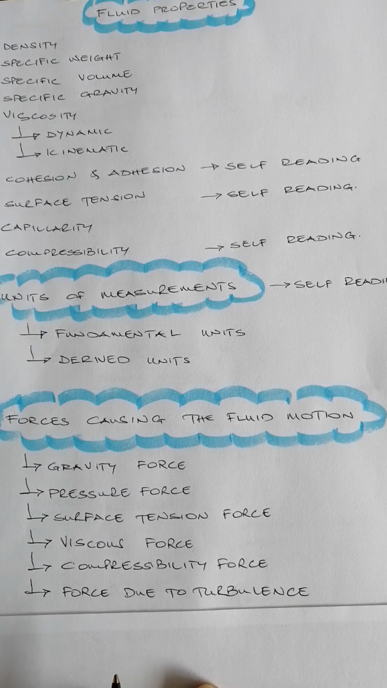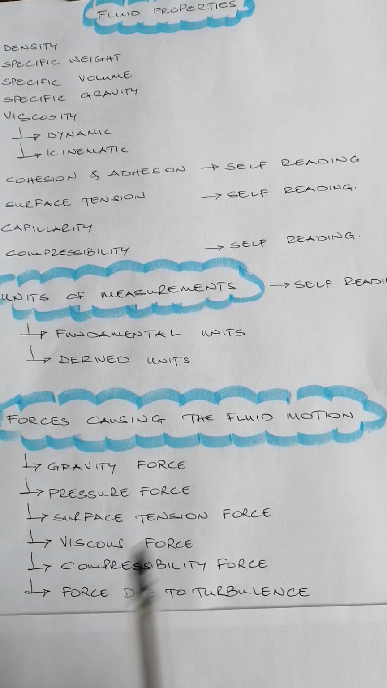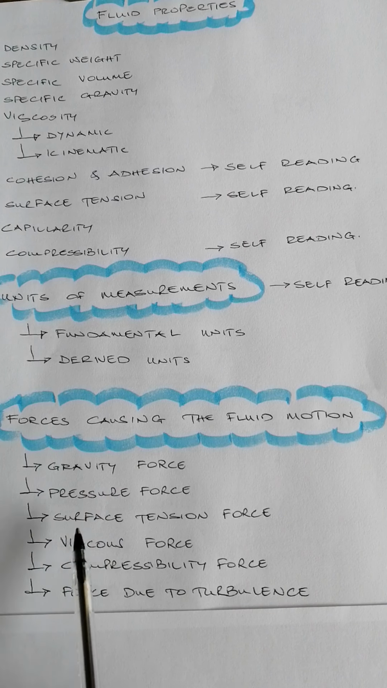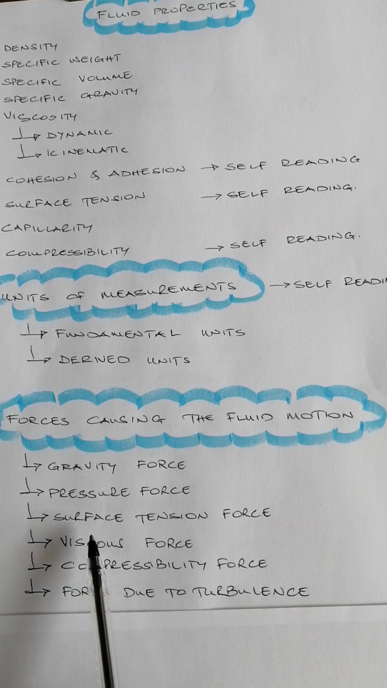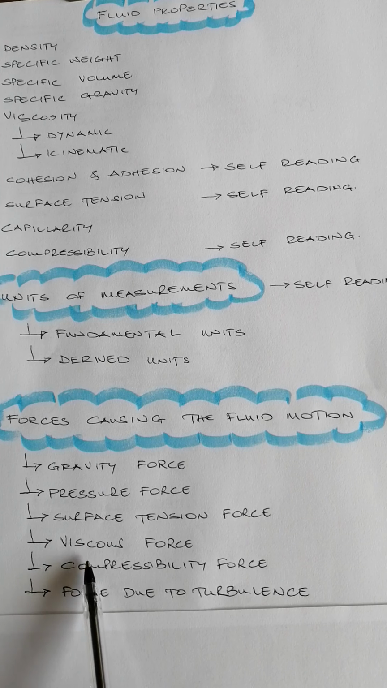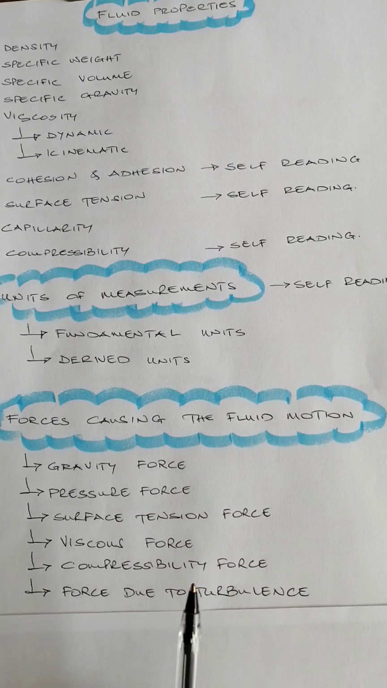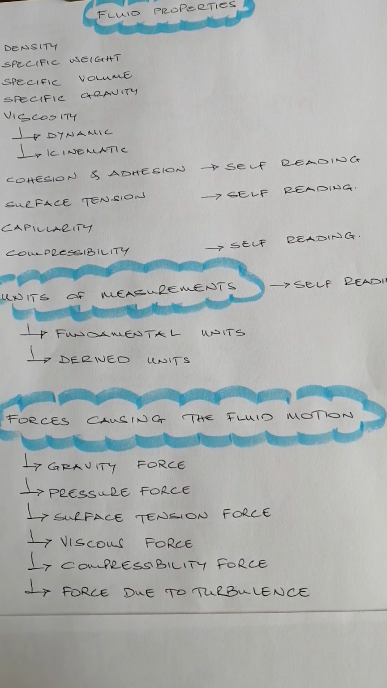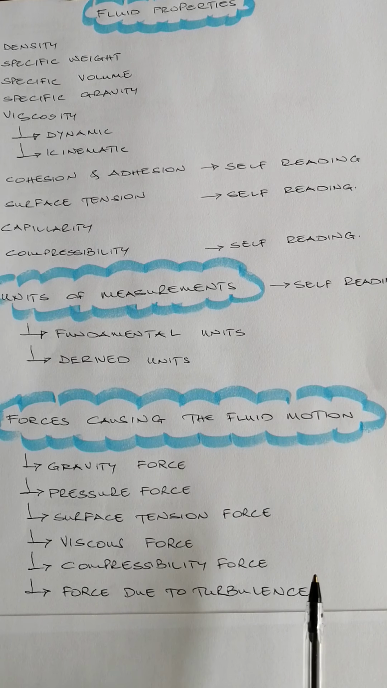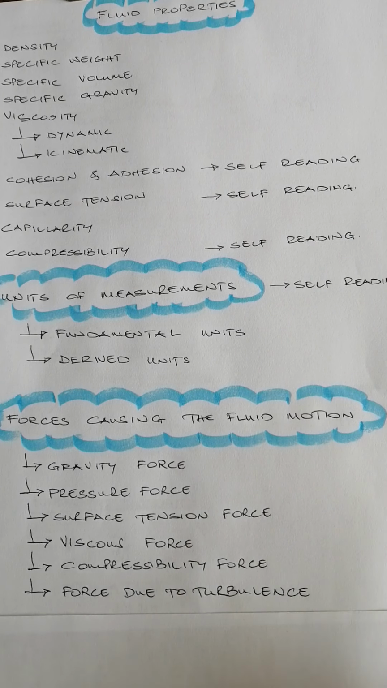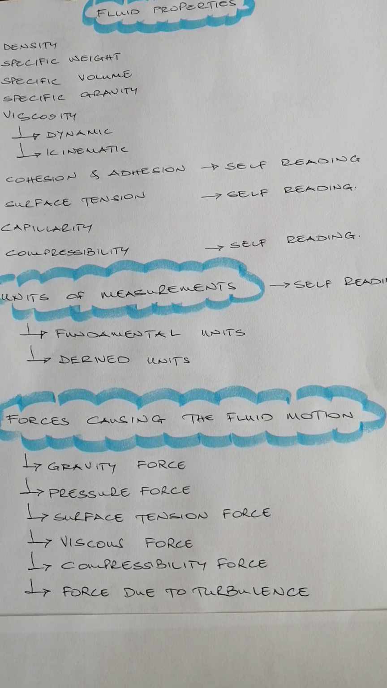So just again, bear in mind that the forces that are causing the fluid motion are your gravitational force, your pressure force, your surface tension force, your viscous force, your compressibility force, and then all the forces due to turbulence. Those would be the forces that would be causing the fluid motion. We would now go into each of the specific fluid properties, where we will look at the units, we will look at the equations, and from there we would then work out a couple of examples.